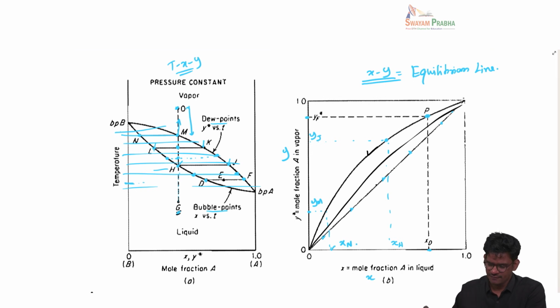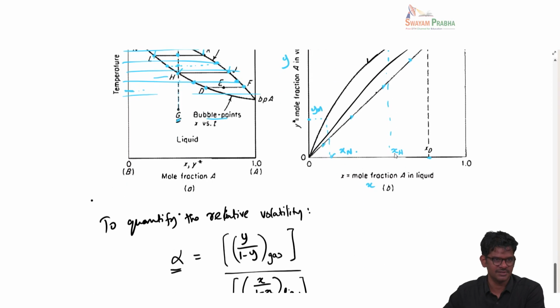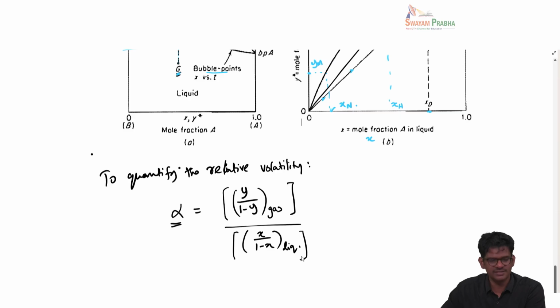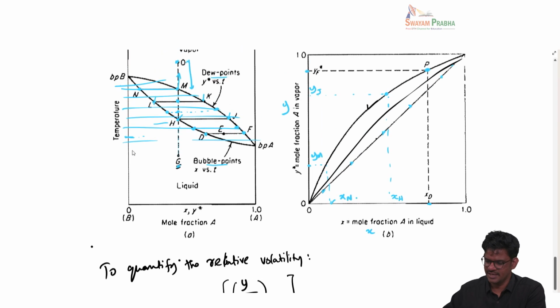Okay, let's say I have y equal to x, that is, the composition in both gas phase and liquid phase are the same. If x and y are the same, you will see that alpha is equal to 1. That means the relative volatility is 1, so there is no preference of one component over the other in its distribution in the gas and liquid phase. Both are equally distributed. So that would correspond to the 45-degree line I have shown here. This line here corresponds to alpha equal to 1.